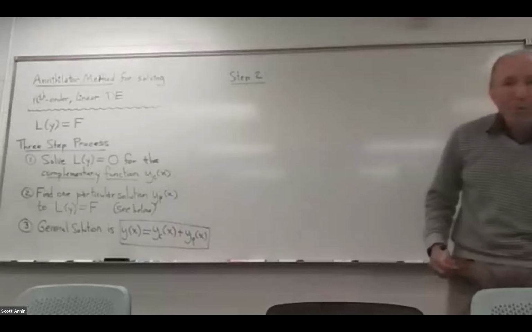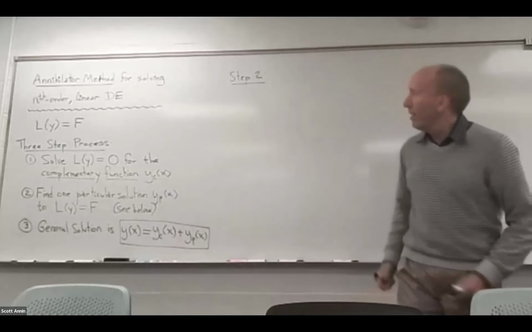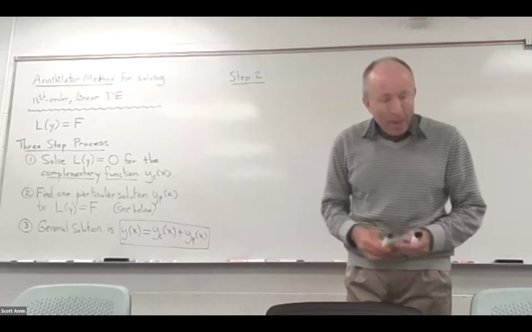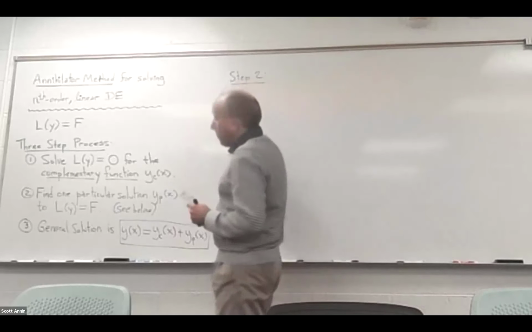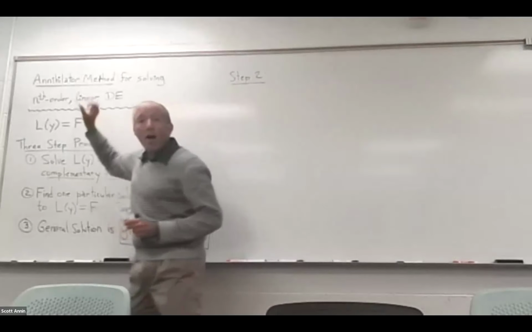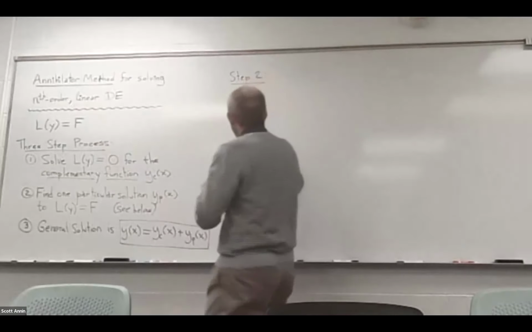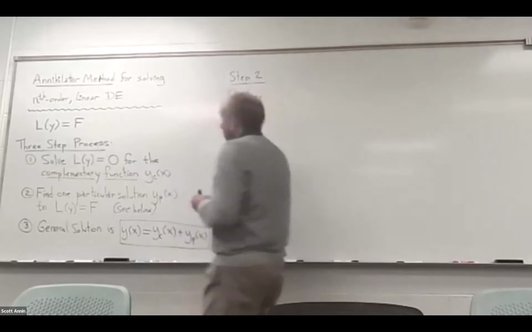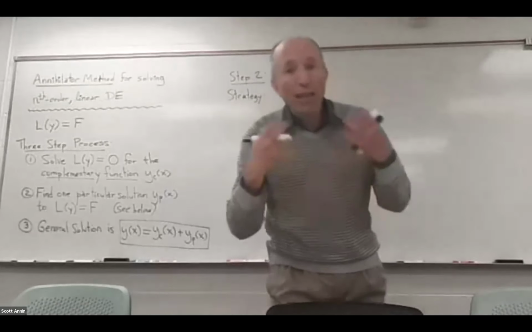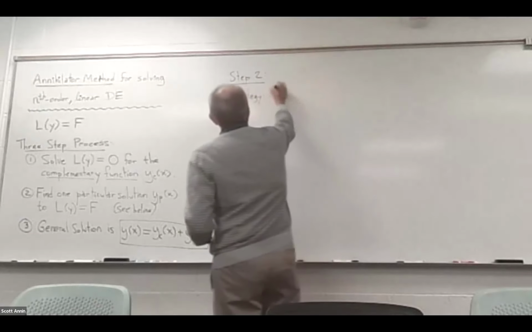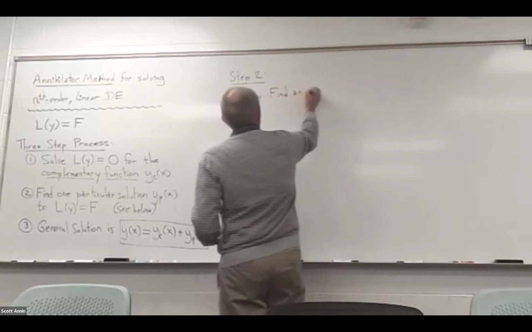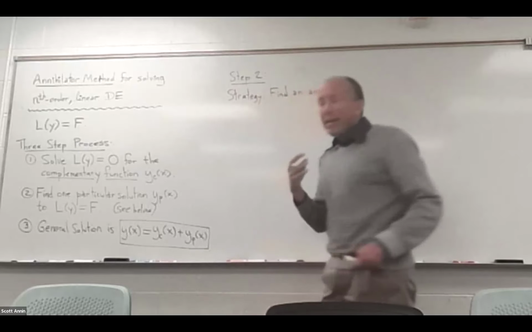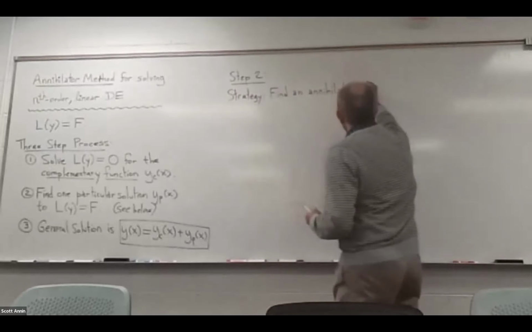So it's step 2 that we primarily need to be working on in this annihilator method discussion that we're going to have right now. The way that we're going to carry out step 2 is we're going to take our non-homogeneous differential equation, and the strategy for what we will do with this is we are going to try to find a so-called annihilator operator. So the strategy is to find an annihilator. And when I say an annihilator, I'm going to be talking about an operator.